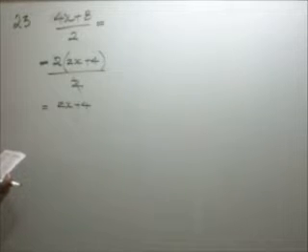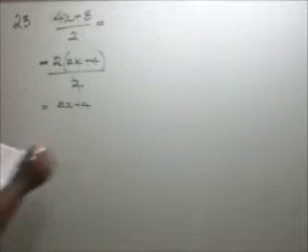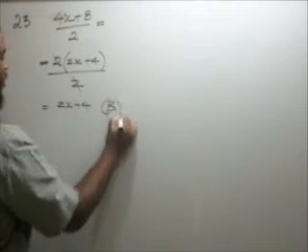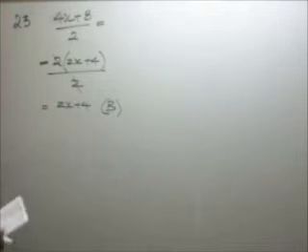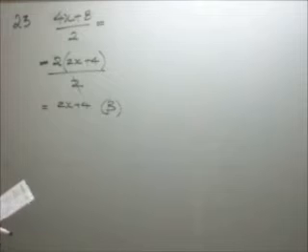I'm going to say it should have had a negative here before, but that's wrong. It should have been just 2x plus 4.